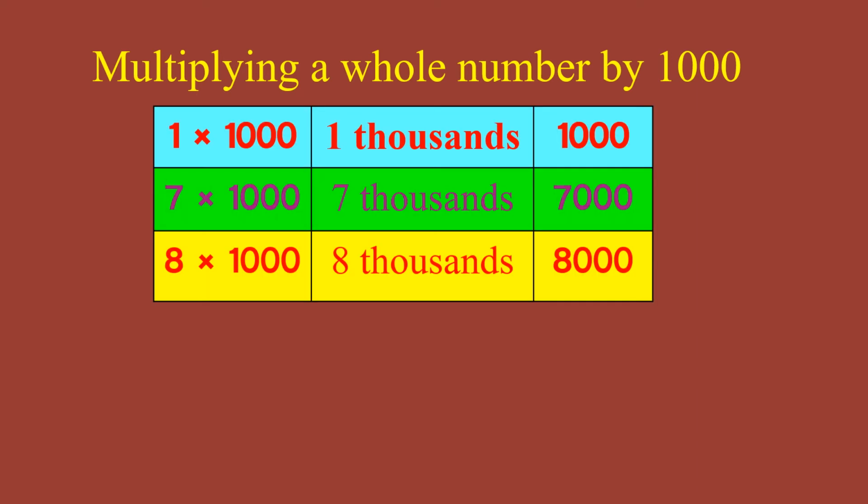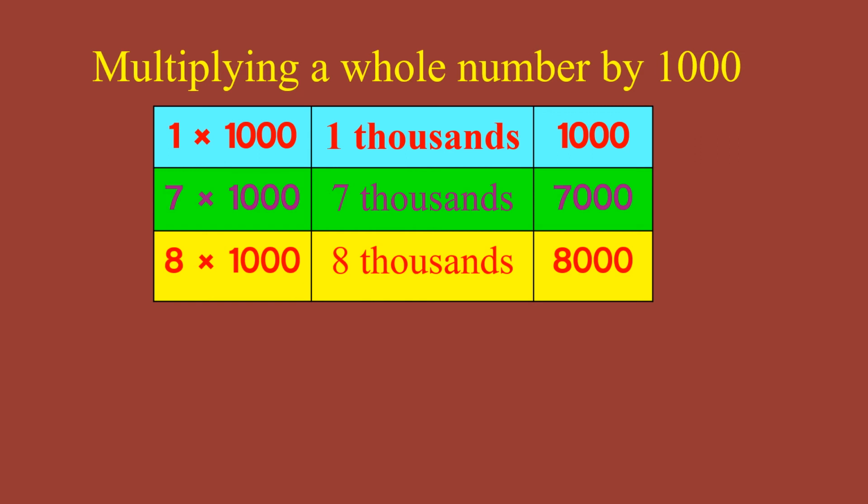Then we'll discuss multiplying a whole number by 1000. So 1 multiplied by 1000, you can mention it as 1 thousand. The answer is 1000. 7 multiplied by 1000, you can mention it as 7 thousands. So the answer is 7000. 8 multiplied by 1000, so you can mention it as 8 thousands. So the answer is 8000.